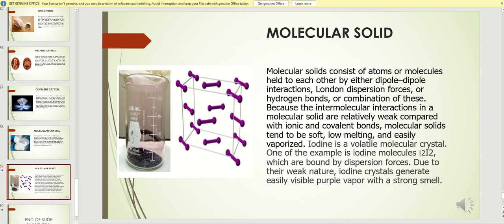Molecular solid. A molecular solid consists of atoms or molecules held together by dipole-dipole interactions, London dispersion forces, or hydrogen bonds, or any combination of these. Because intermolecular interactions in a molecular solid are relatively weak compared to ionic and covalent bonds, molecular solids tend to be soft, have low melting points, and are easily vaporized. Iodine is a volatile molecular crystal bound by dispersion forces. Due to their weak nature, iodine crystals generate easily visible purple vapor with a strong smell.